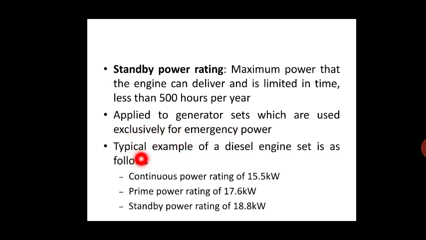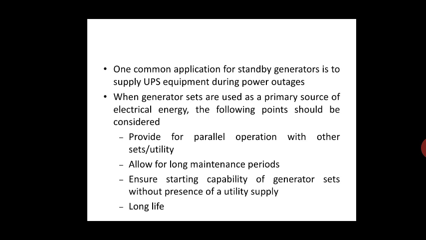So a typical example of diesel engine sets is as follows. Continuous power rating ആണെങ്കിൽ 15.5 kilowatt ആയിരിക്കും. പ്രൈം പവർ റേറ്റിംഗ് 17.6, സ്റ്റാൻഡ് ബൈ 18.8 kilowatt. So one common application of standby generator is to supply UPS equipment during the power outage. So UPS is uninterruptible power supply equipment, power outage സപ്ലൈ ചെയ്യാൻ പറ്റും.